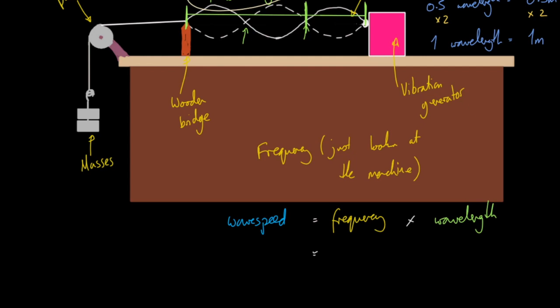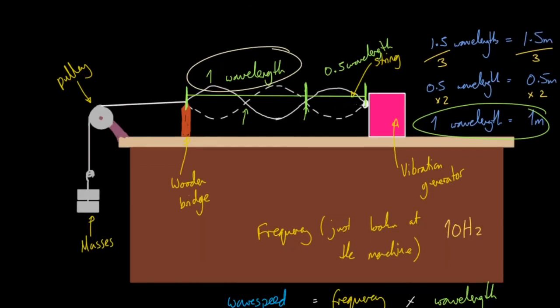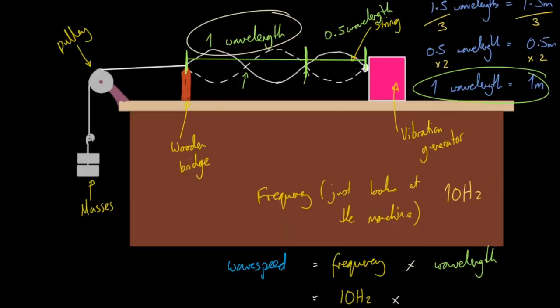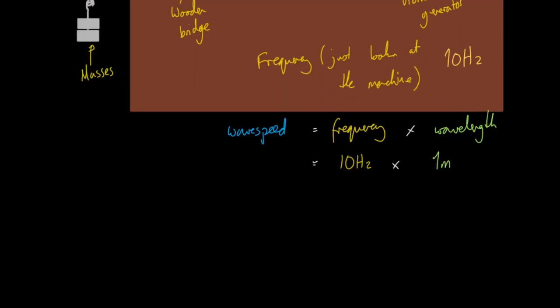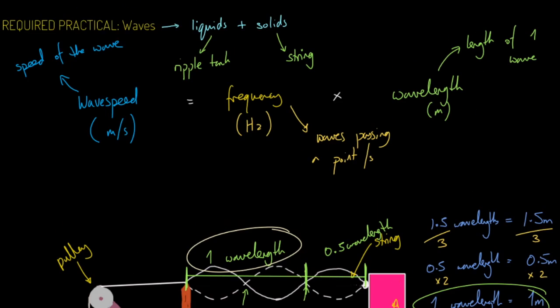So let's say, for the sake of argument, that the frequency I turned the machine to was 10 Hertz. So that's 10 Hertz multiplied by the wavelength, which I worked out earlier was 1 meter, because if 1.5 wavelengths is 1.5 meters, then one wavelength must be 1 meter. Equals 10 meters per second. Okay, those are just some example numbers that I've thrown in so we can practice using the equation. So that was waves in a solid.